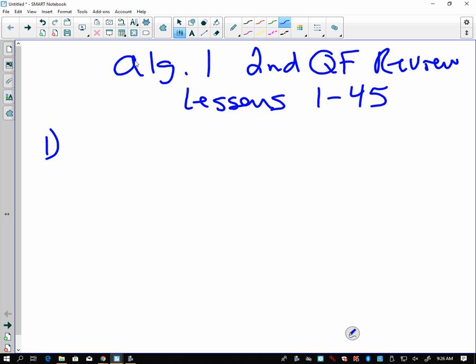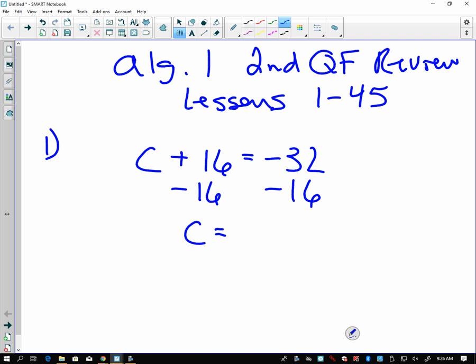Let's say C plus 16 equaled negative 32. What do I do here? Subtract 16 from both sides. This is called the subtraction property of equality. So I'm getting C equals what? Negative 48. Good. All right. Do you understand both of those questions? Okay. So this is what I would type in this question on the test. C equals negative 48.